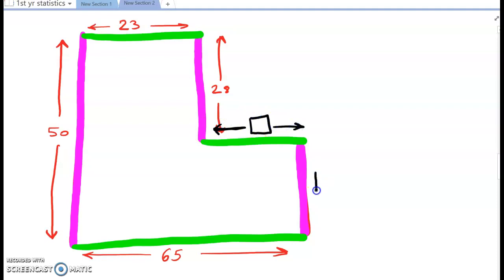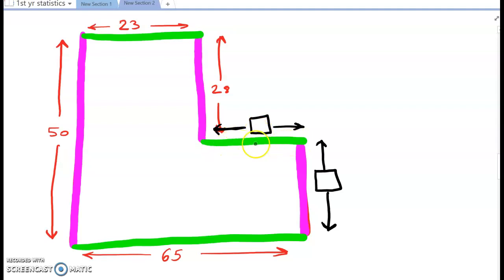I also don't have this side. This is blank, so I need to find that. I have this side, and then I'm back to where I started. So I've got all those. So I don't have these two sides here, and I need to find them. Well, let's focus on this one here.